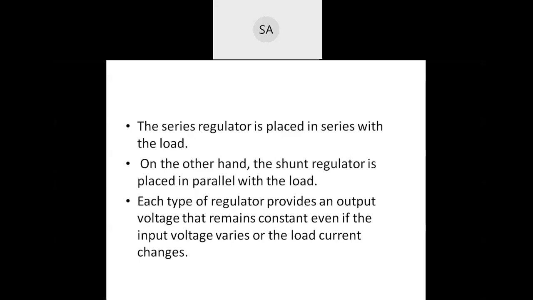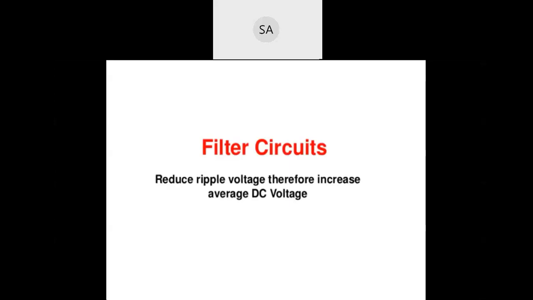Before going to the types of regulator circuits, we have to discuss the filters. Filter circuits reduce the ripple voltage, therefore increasing the average DC voltage. The filter is used for smoothing in the regulated power supply. The first block is the AC mains supply, after that the rectifier, and the rectifier output is given to the filter, and the filter output is given to the regulator, and we get a constant DC.